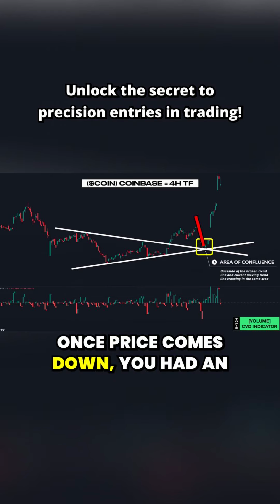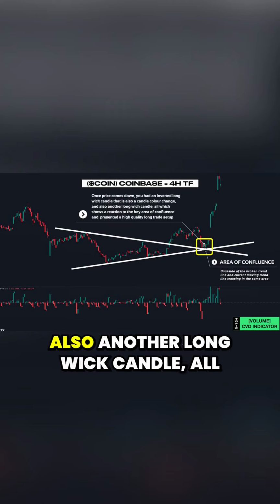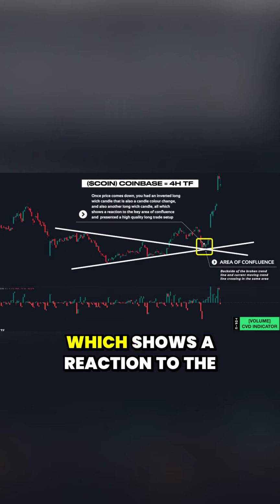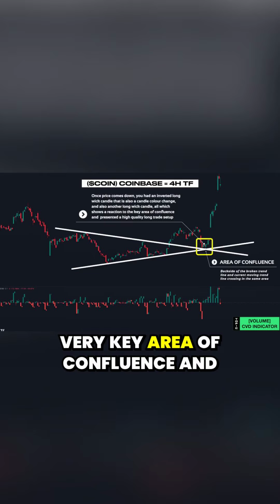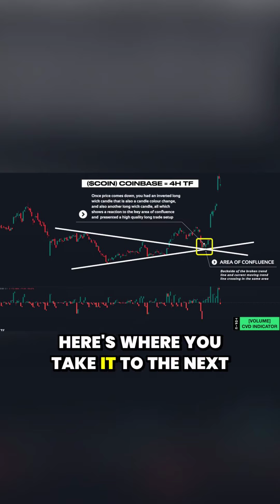Once price comes down, you had an inverted long wick candle that is also a candle color change, and also another long wick candle, all of which shows a reaction to the very key area of confluence and presented a high quality long trade setup.